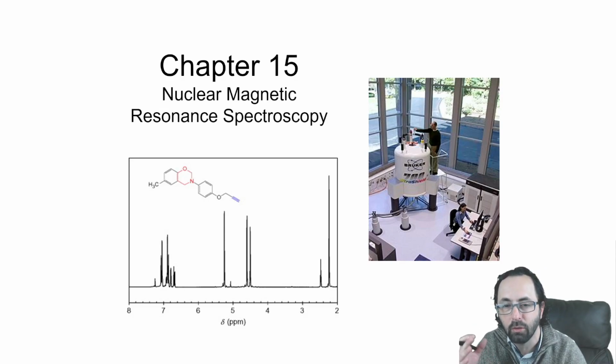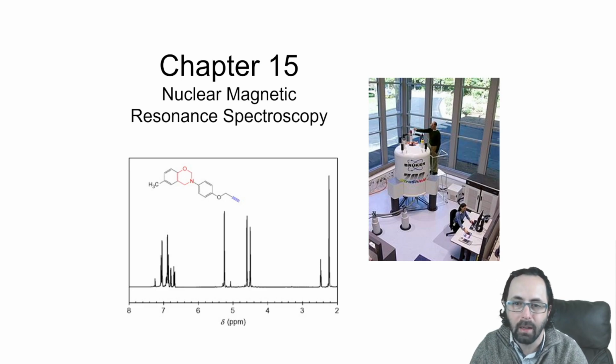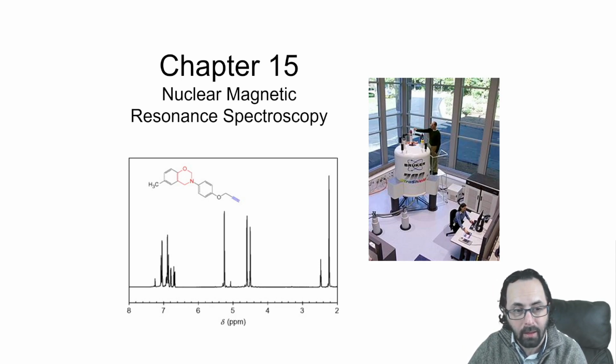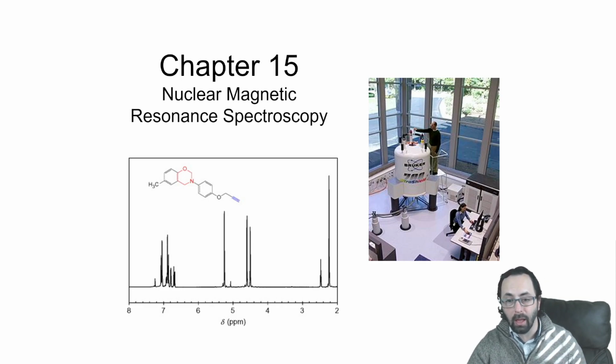This week's going to be about Chapter 15, Nuclear Magnetic Resonance Spectroscopy. In this chapter, we're going to be learning about a powerful technique for determining the structure of organic molecules, in particular when combined with infrared spectroscopy and perhaps mass spectra. In particular, the mass spectra are useful for determining the molecular mass of the compound. We can determine the structures of many different organic compounds using this combination of techniques.